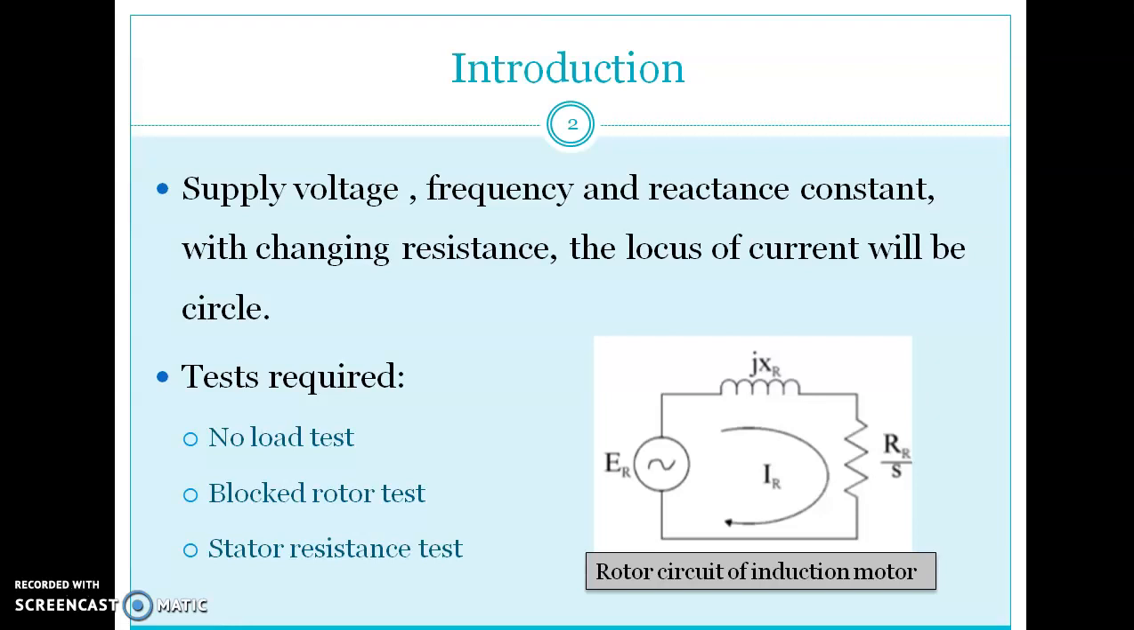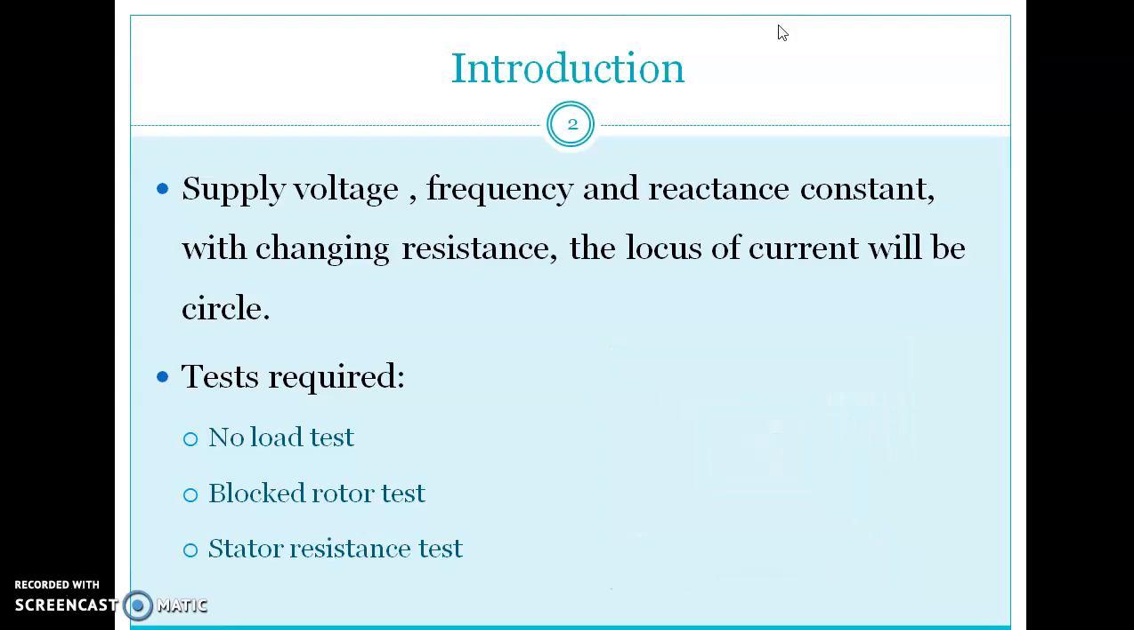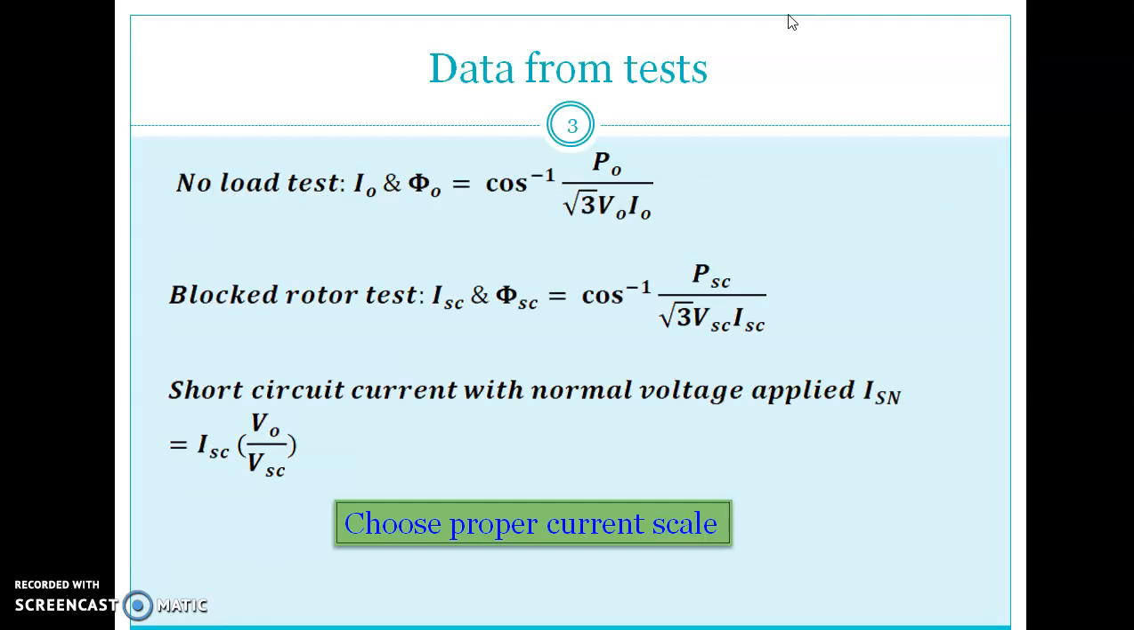having a circular shape. The tests required to draw the circle diagram are no load test, block rotor test and stator resistance test. Let's see how we will be finding out the parameters to construct the circle diagram. From the no load test, we will be obtaining the no load voltage V0, no load current I0 and power P0. And we know that no load power P0 will be equal to √3 into V0 I0 cos phi 0. With the help of that, we can obtain the power factor angle phi 0.